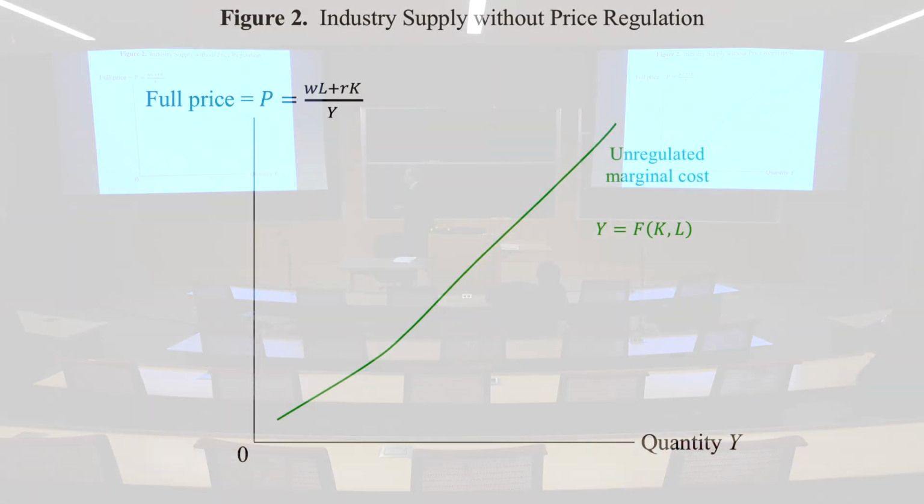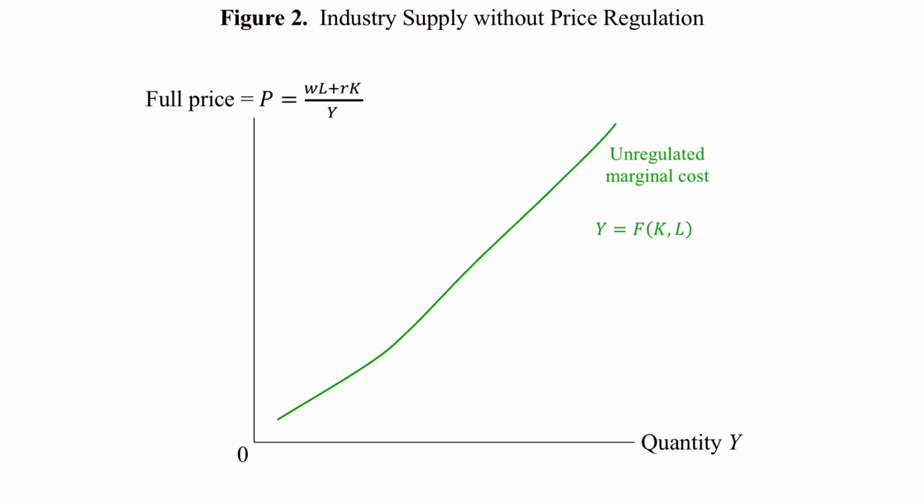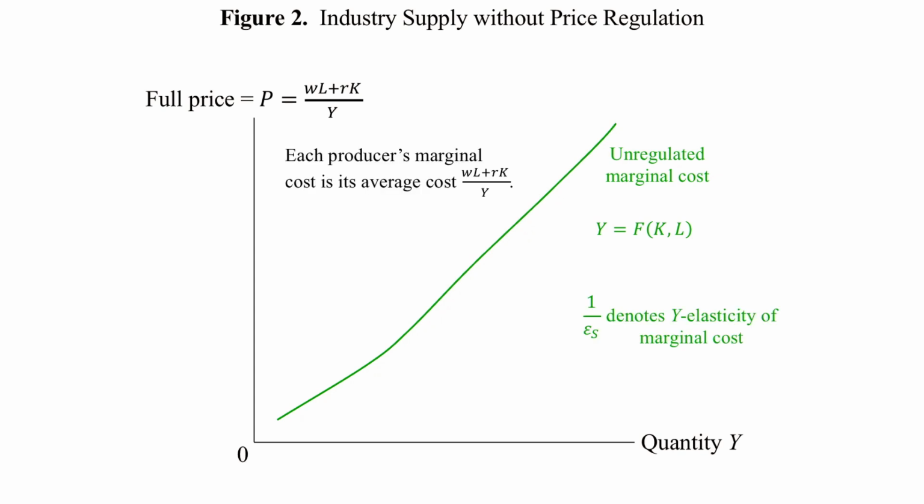The full price, the marginal cost from the point of view of a producer who's hiring this K and L to make stuff, well, the marginal cost is just the average cost. It's constant returns. And the average cost is WL plus RK over Y. And then in my notation here, epsilon S is going to be the elasticity of supply, if you will, with respect to the price. Or if we look at its inverse, it's the elasticity of marginal cost with respect to output. So I'm going to use that notation.